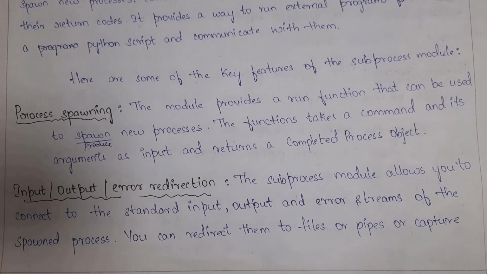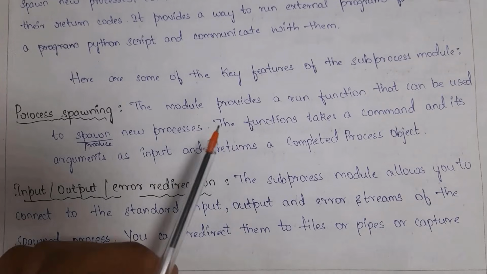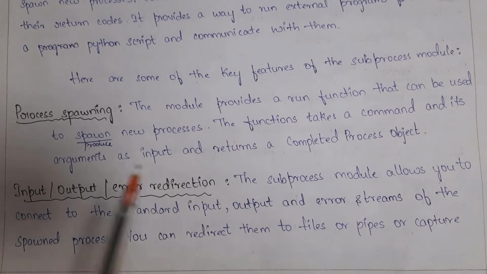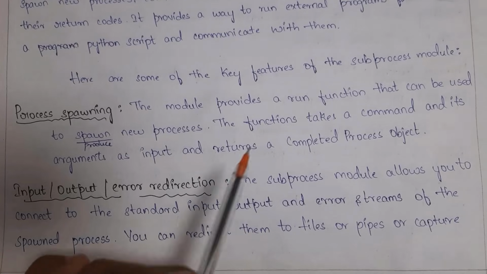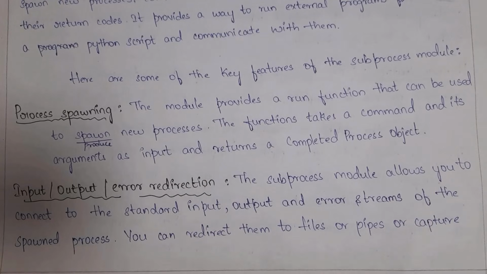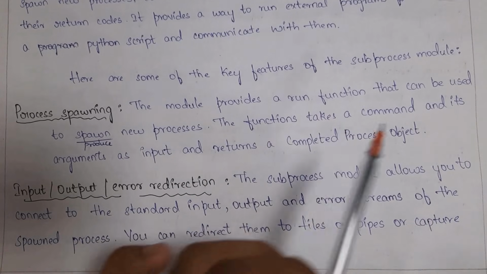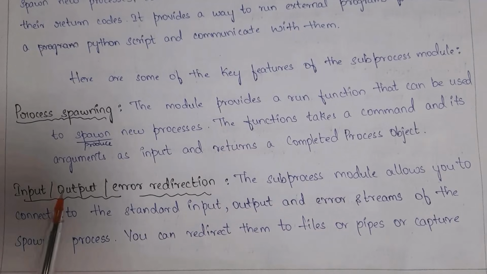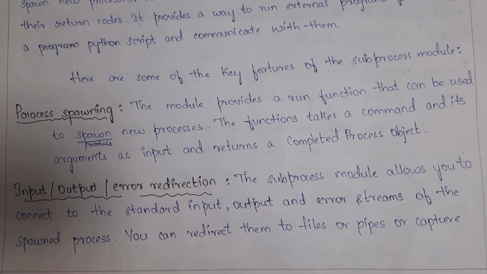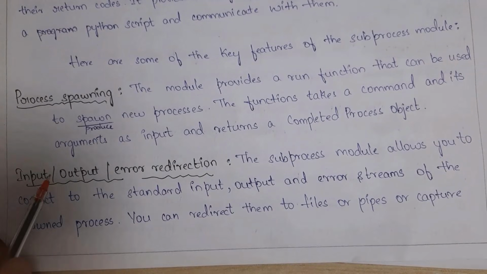In the subprocess module, by using the run function we can spawn new processes. The function takes a command and its arguments as input and returns a completed process object. Next feature is input, output and error redirection.